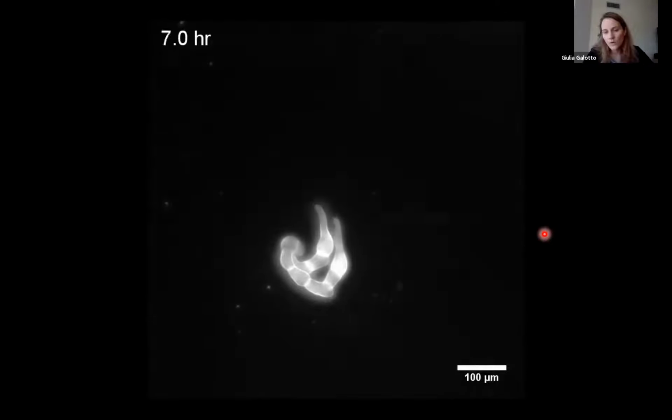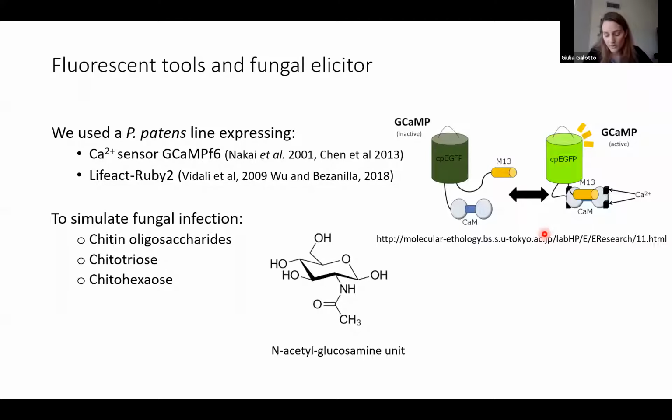Okay, so now we can go back to our biological question of today. Does a biotic stress trigger a cytosolic calcium increase in Physcomitrella patens? To answer this question, we need a fluorescent tool and a fungal elicitor. As a fluorescent tool, we use a Physcomitrella patens line that expresses the calcium sensor GCaMP that you can see here on the right. This is formed by a circularly permuted enhanced GFP that is bound to calmodulin and M13. And upon calcium binding to calmodulin, there is a conformational change that will render the protein fluorescent.